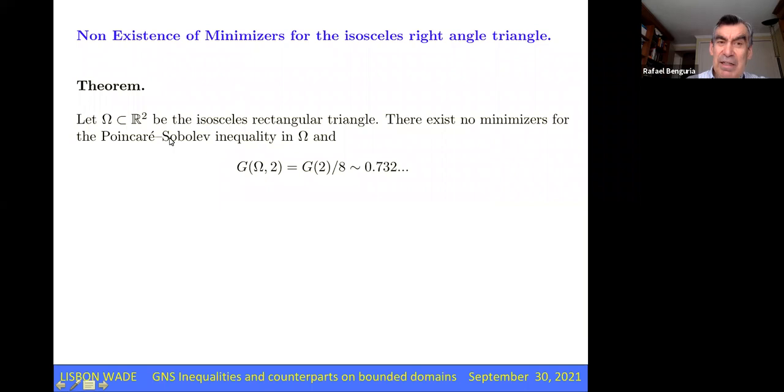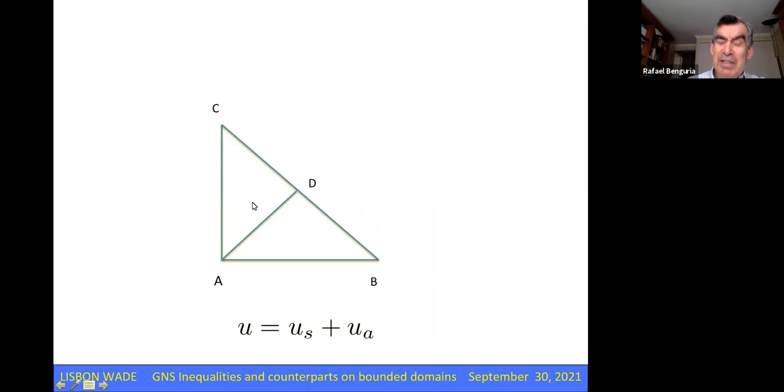And as I said before, in the isosceles triangle, there are no minimizers for the Poincaré-Sobolev inequality, and the best constant here is equal to that. I'm not going to give you the whole proof of non-existence, but essentially you do it by contradiction. You have this isosceles triangle here, and an optimizer for that quantity, you call it U. Now you draw the height, the straight line perpendicular to the hypotenuse. And then you separate U into a symmetric part around this line, which you call U_S, and the anti-symmetric part.